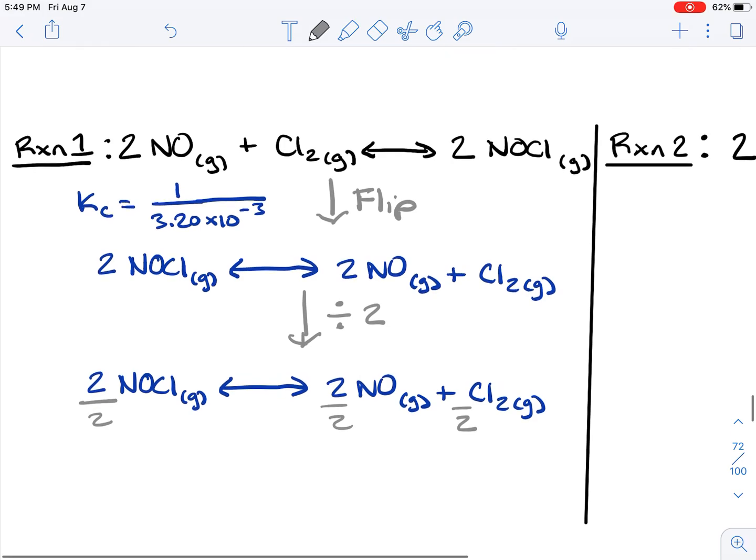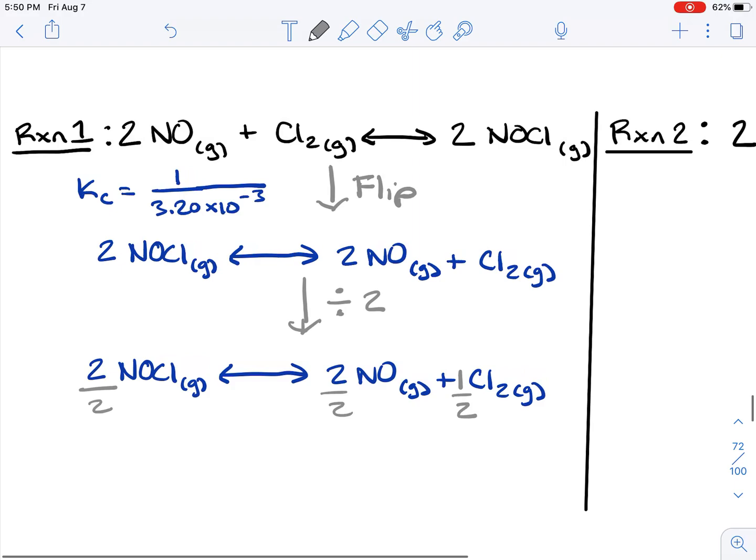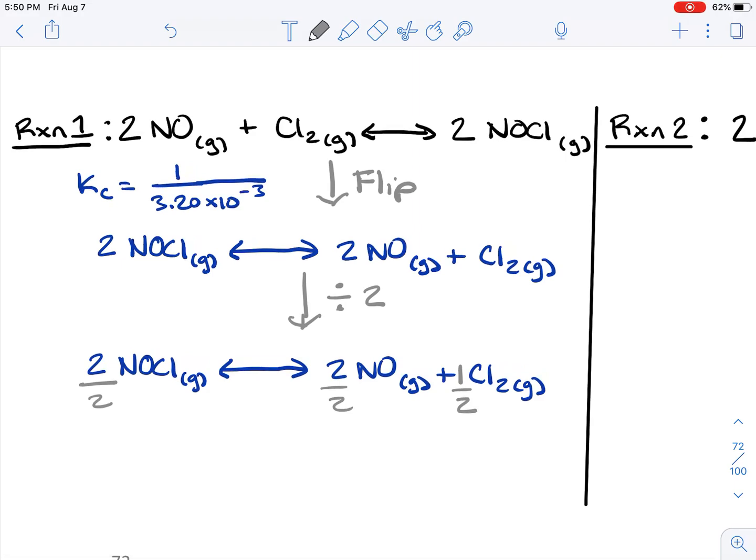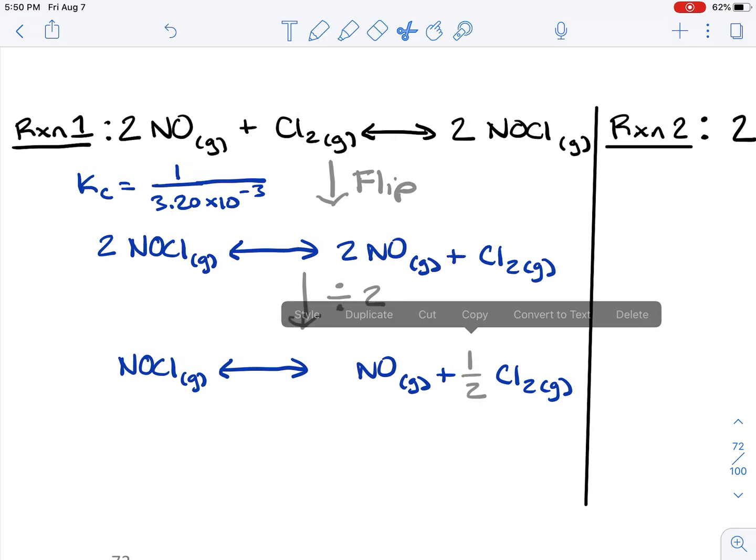Now, anything that you don't see, you're going to assume that there's a 1. If you're going to write Cl2, then there's at least 1 Cl2. And just to simplify this, 2 over 2 is 1, 2 over 2 is 1, and what I have left is just 1/2 Cl2. Okay. All right.